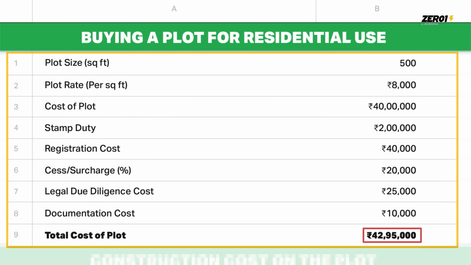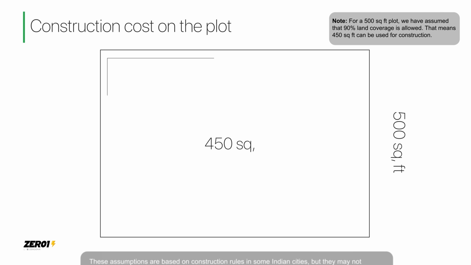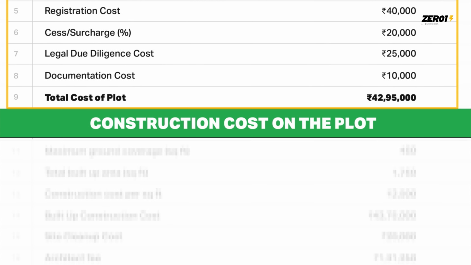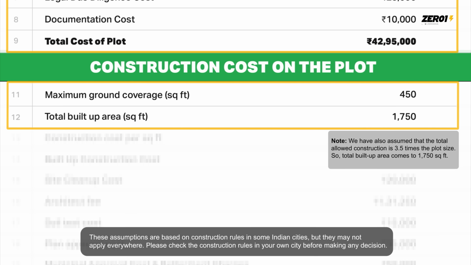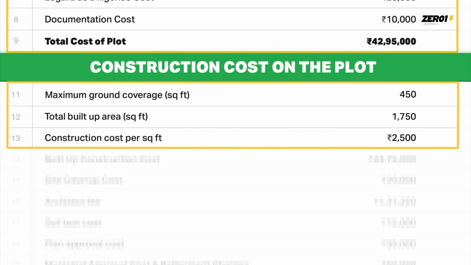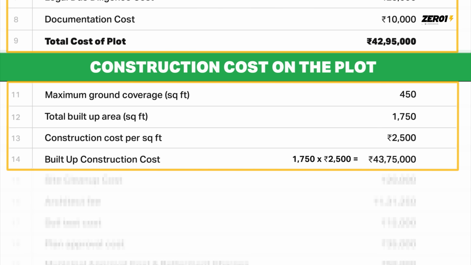lakh rupees. But this plot of land is still butt naked. There is no house on top of it. So let's add those costs as well. Now, on a 500 square feet plot, we're assuming about 450 square feet we can actually construct something. So let us assume we have 2 floors, and across 2 floors, balcony and all that. About 1,750 square feet is what we have the total built up area at. And the construction cost of 2,500 rupees per square feet. I'll multiply this and we'll get a construction cost of 43.75 lakhs.